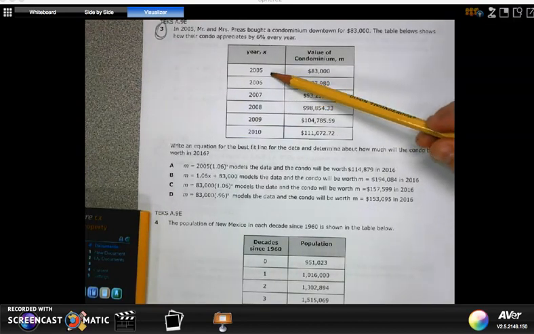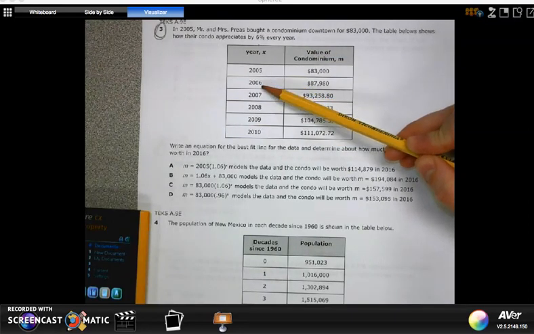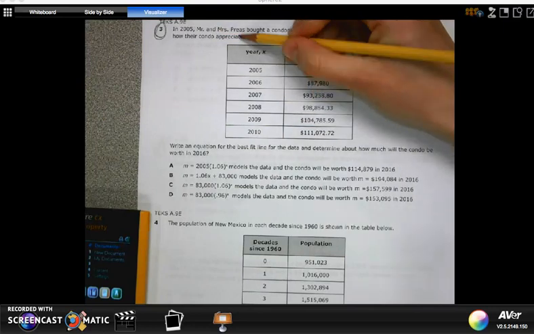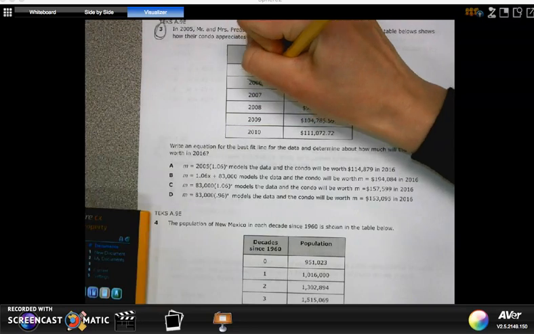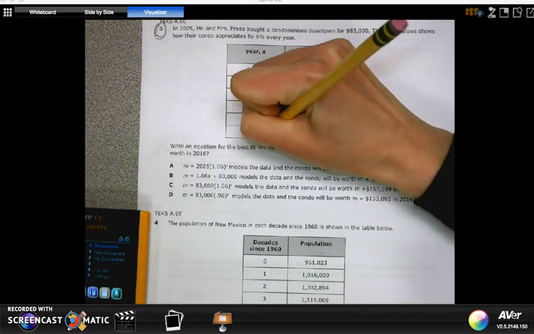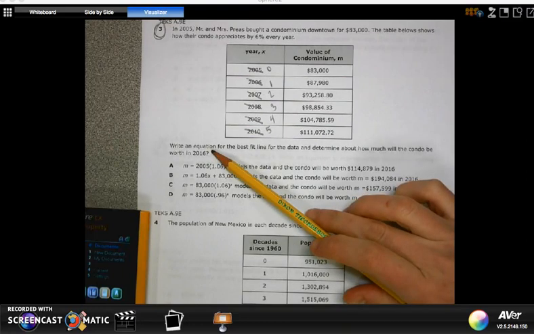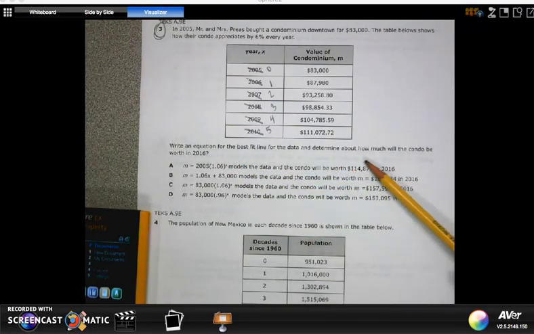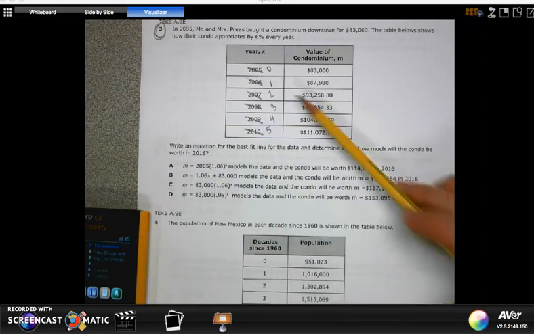Now, when he types this in as a regression, we're actually not going to put 2005, 2006, 2007. What should we use in place since this is our starting year? 0. Perfect. So we're going to say 0, 1, 2, and all the way up. Your table on yours is fine to leave the years in there, but on this problem, we're going to work through writing the equation and then finding how much the condo will be worth in 2016. So he'll walk you through the steps.